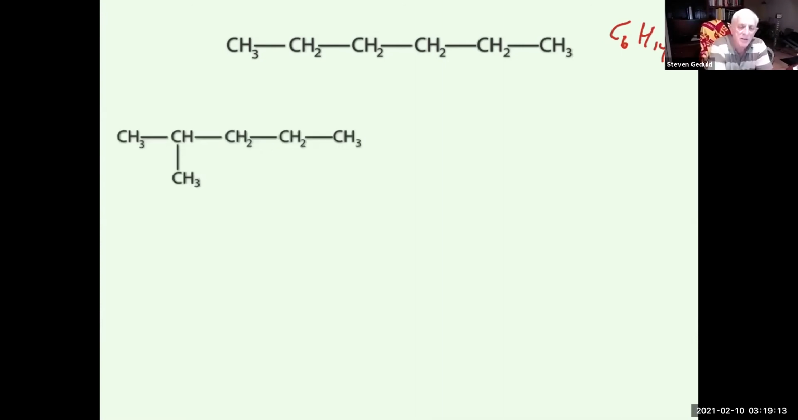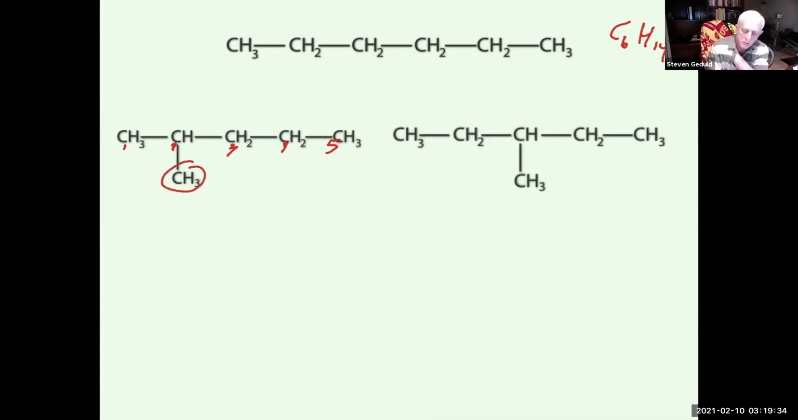We could put a methyl group at the number 2 carbon. Again, we have 1, 2, 3, 4, 5, so that's pentane, and the sixth carbon is the methyl group. If you count the hydrogens, we still have 14 hydrogens. We could also put the methyl group at number 3. They're different compounds. Now, could I put the methyl group at the 4th carbon for a different isomer?